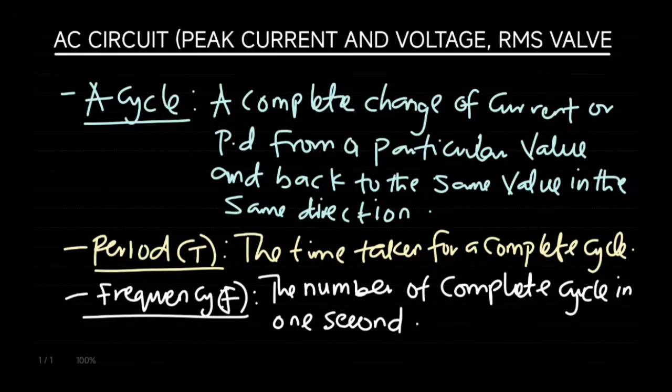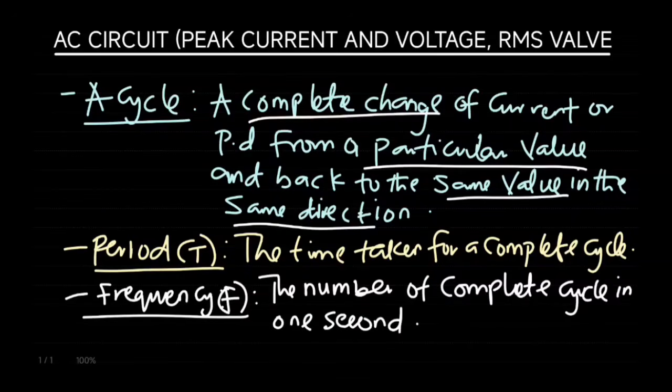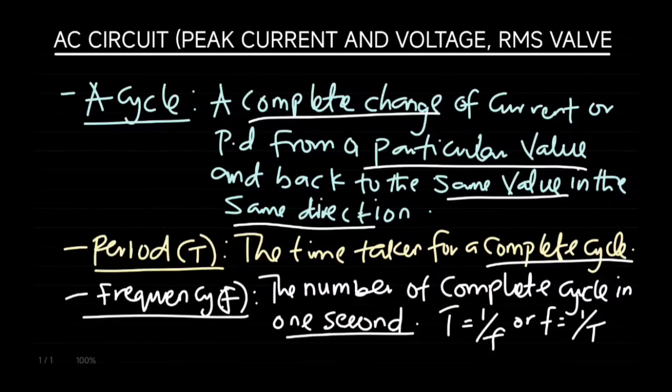A cycle is a complete change of current or potential difference from one particular value back to the same value in the same direction. And what's period? Period is the time taken for a complete cycle. And what's frequency? Frequency is the number of complete cycles in 1 second. The period and the frequency are related by the equation T is equal to 1 over F, or you can say F is equal to 1 over T.